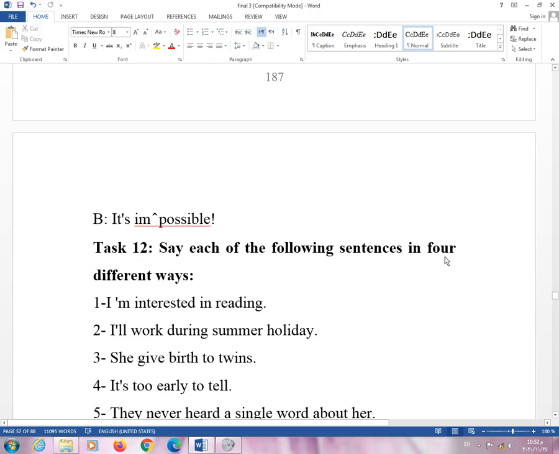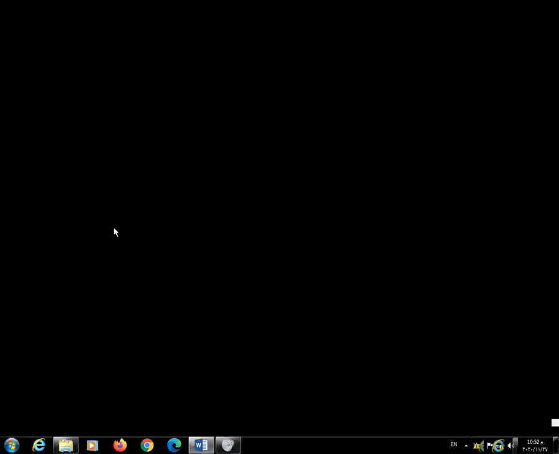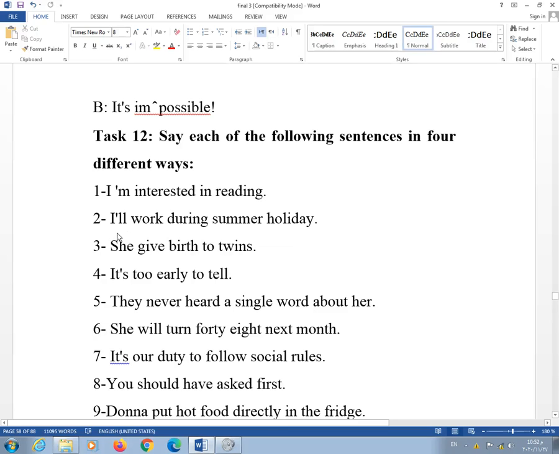And now say each of the following sentences in 4 different ways. Fall. I'm interested in reading. Rising. I'm interested in reading. Falling-rising. I'm interested in reading. Rising-falling. I'm interested in reading. Two. I'll work during summer holiday. Rising. I'll work during summer holiday. Falling-rising. I'll work during summer holiday. Rising-falling. I'll work during summer holiday.